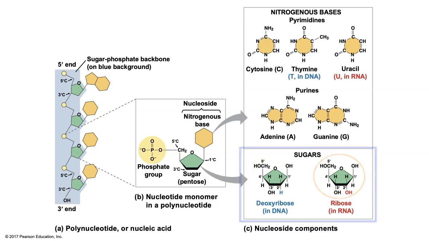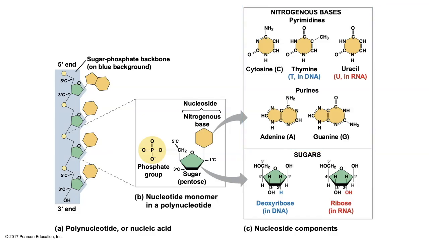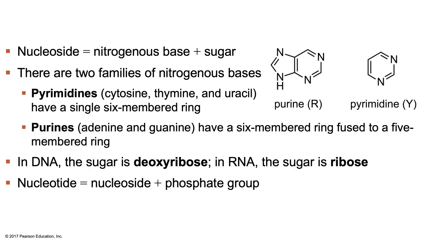So next is the nitrogenous base. It's called nitrogenous base because these rings contain nitrogen. Notice that there were no nitrogen atoms in carbohydrates or lipids, but we did see them in proteins, and now we see them in these nitrogenous bases of nucleic acids. We have two types of nitrogenous bases: a single 6-membered ring, which we call a pyrimidine, and a double-ringed purine.